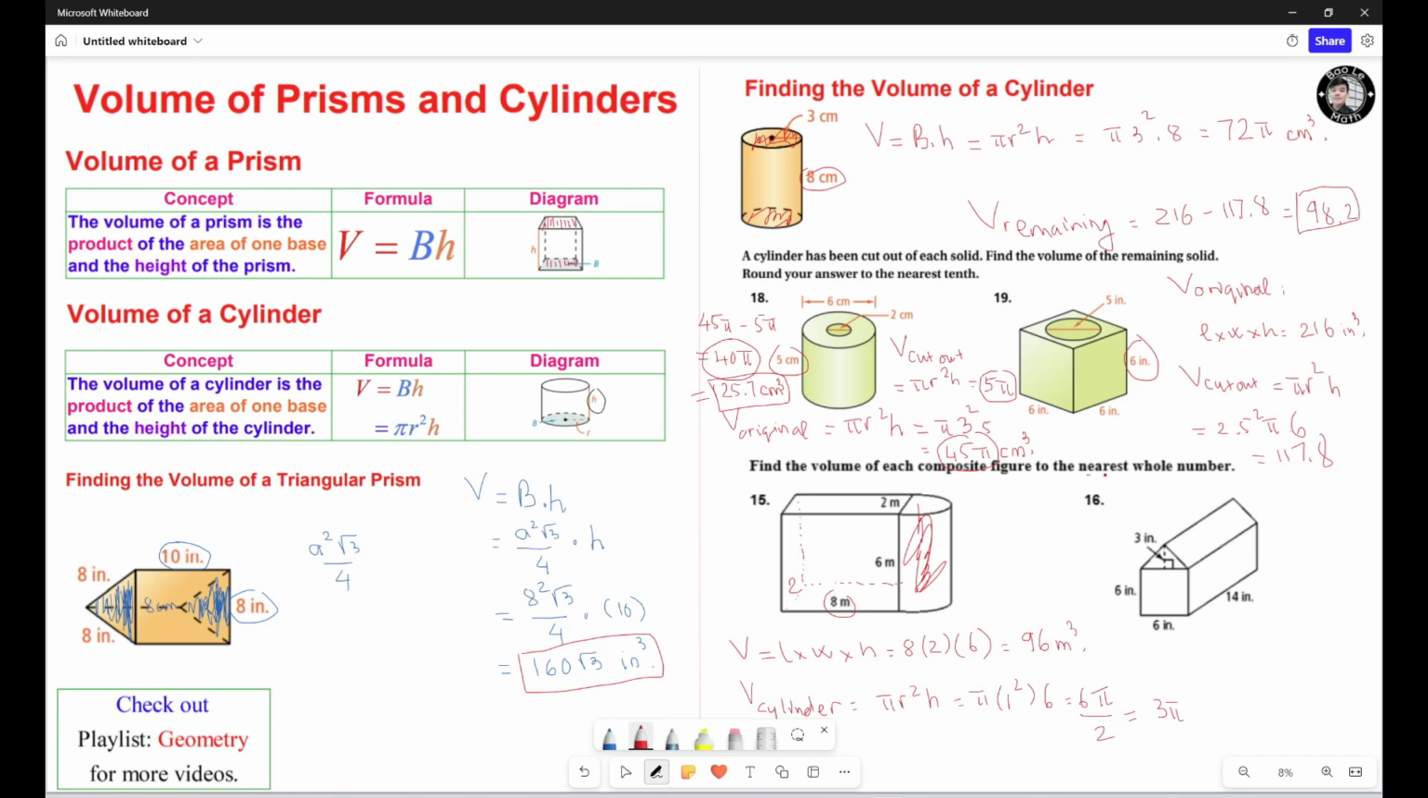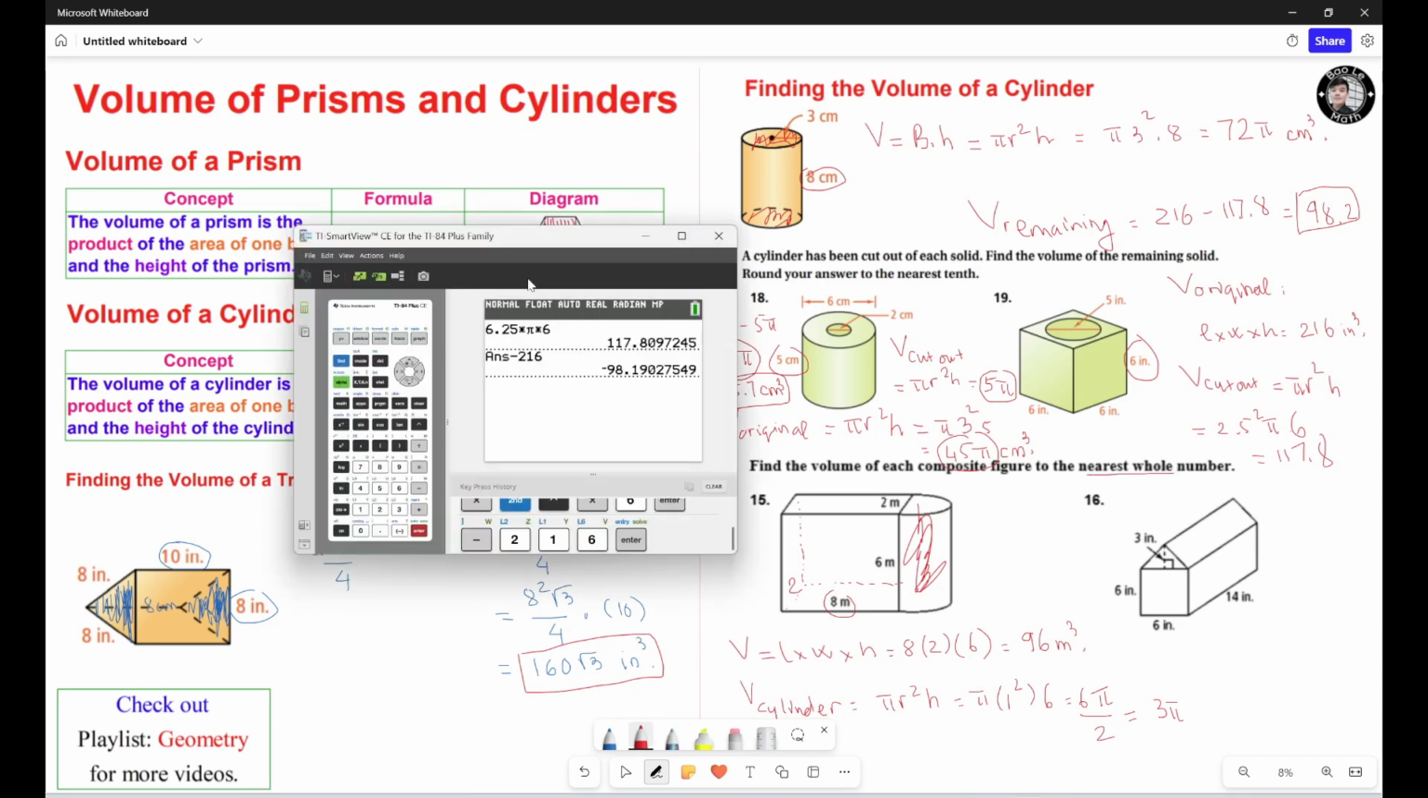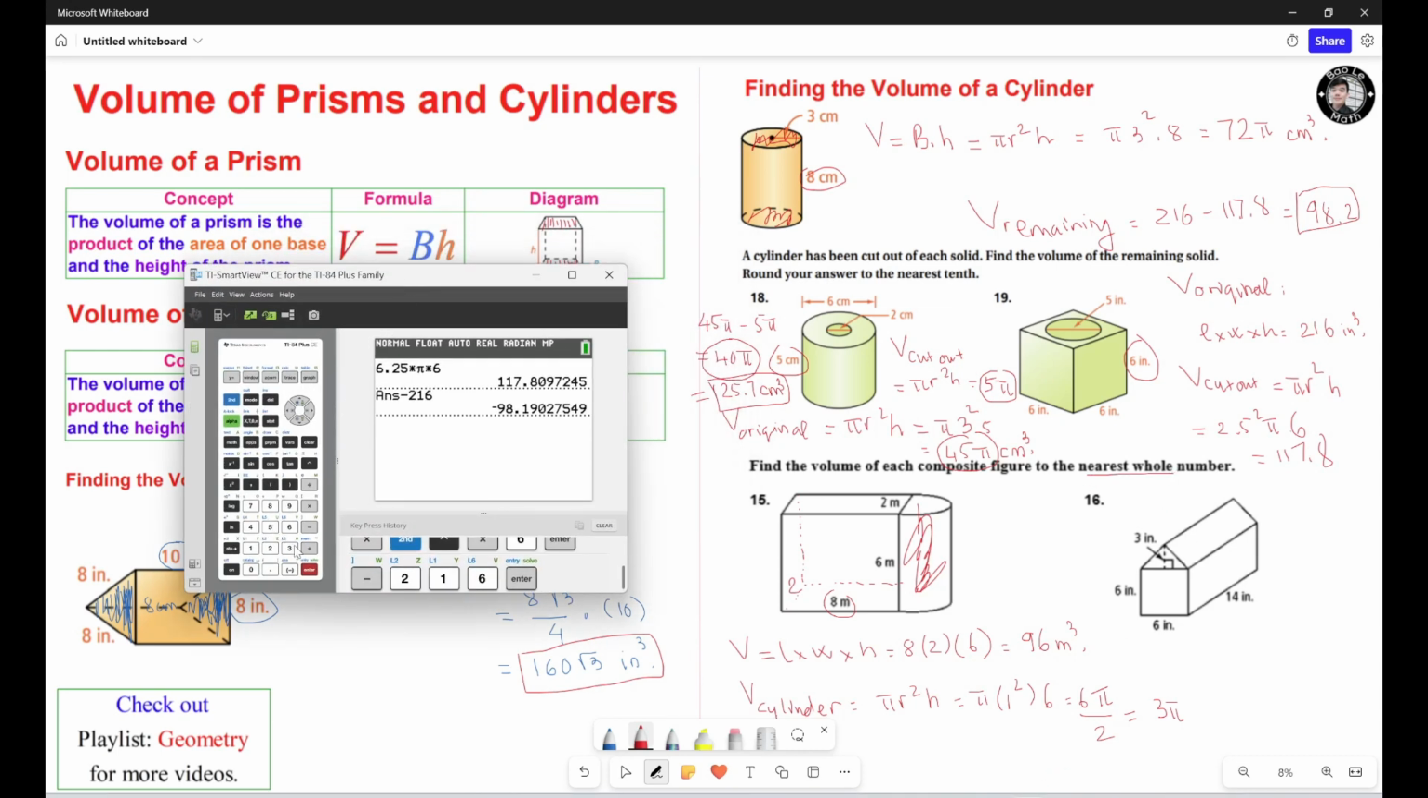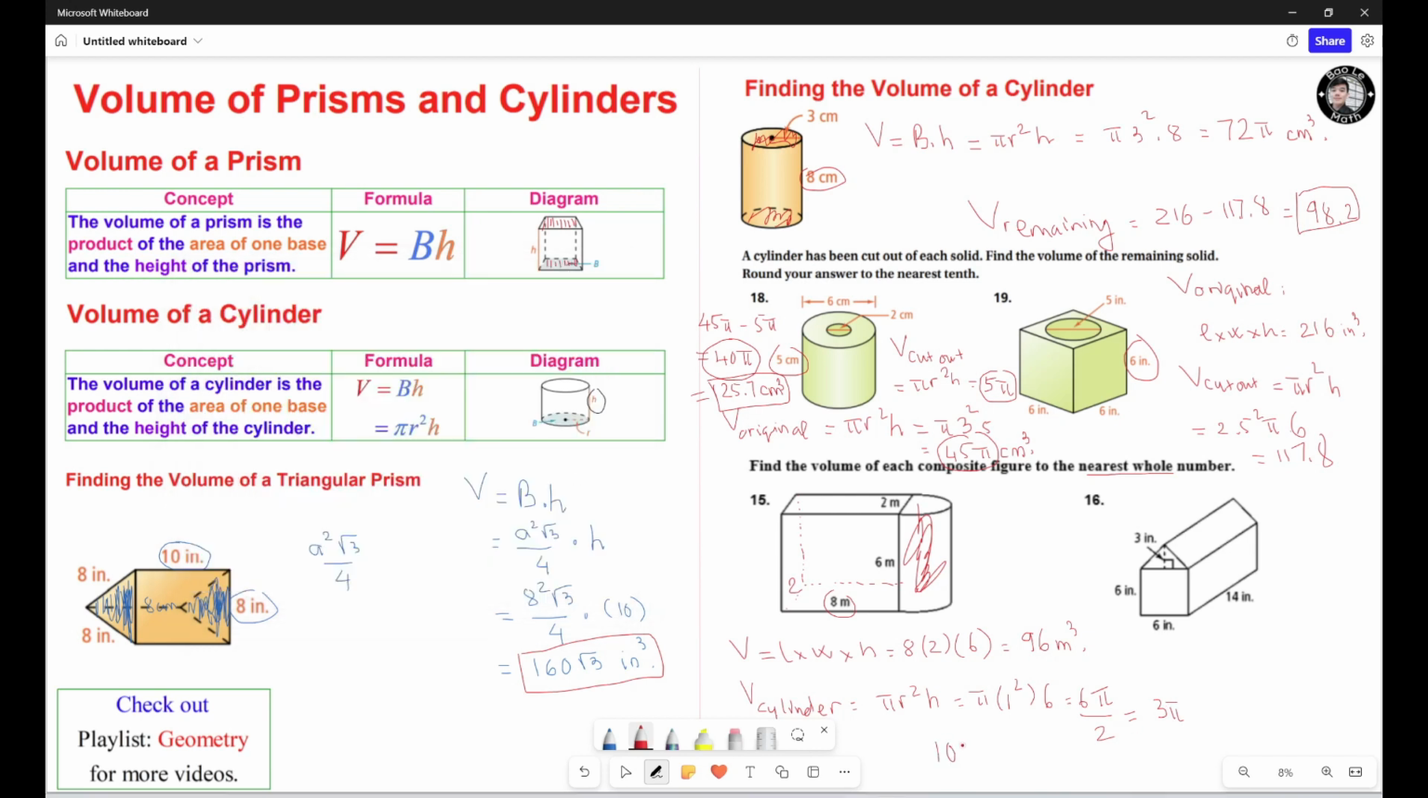So you need to round your answer to the nearest whole number. So you have 3 times pi, and you need to add 96. And it's going to be 105.4. So the answer should be 105.